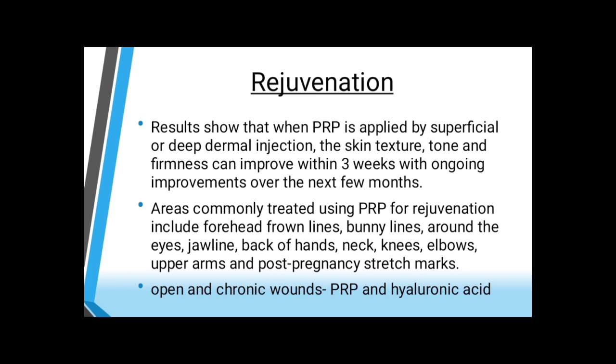Areas commonly treated for rejuvenation are forehead frown lines, bunny lines, around the eyes, jawline, back of the hand, neck, knees, elbows, upper arms, and post-pregnancy stretch marks. Open and chronic wounds are treated with PRP in combination with hyaluronic acid.